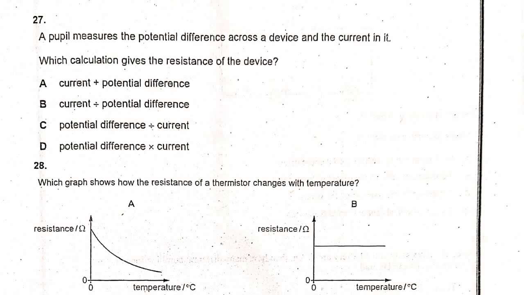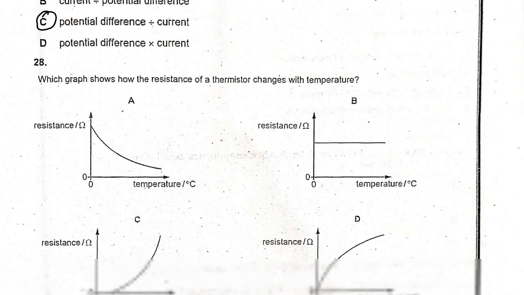Pupil measures the potential difference across a device and a current in it. Which calculation will give the resistance of the device? So with the help of potential difference and current, the resistance R is equal to V over I, V divided by current, according to Ohm's law. So the correct answer will be option C, potential difference divided by the current.